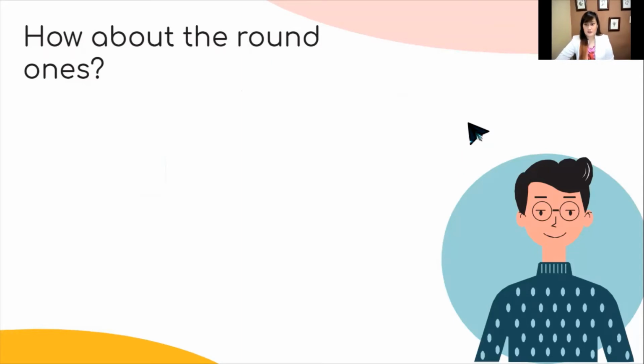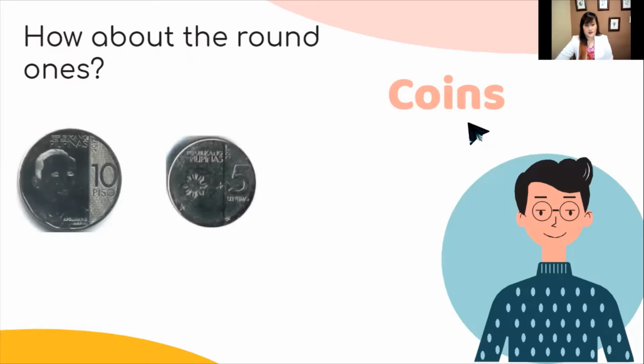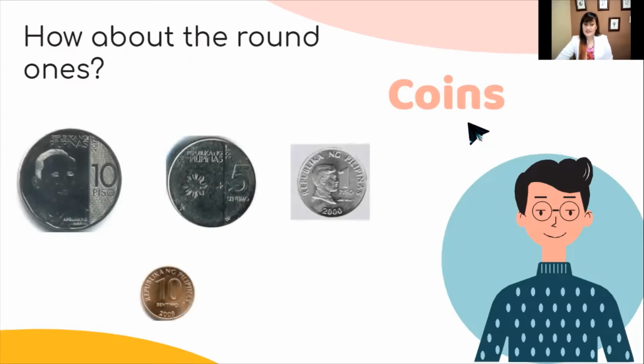How about the round ones? What do we call them? That's correct, we call them coins. We have the 10 peso coin, 5 peso coin, 1 peso coin, 10 centavos, 5 centavos.